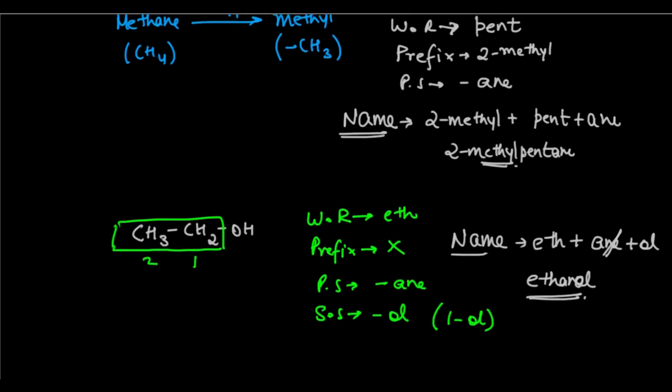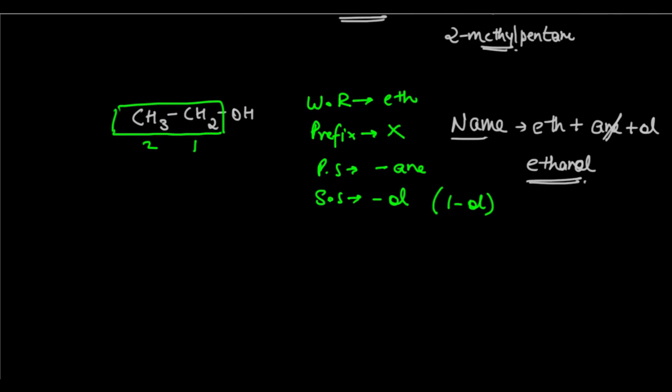Let's take another example with another kind of functional group. Let's take a functional group like CH3, C double bond O, CH3, sorry, not CH3, CH2, CH3.